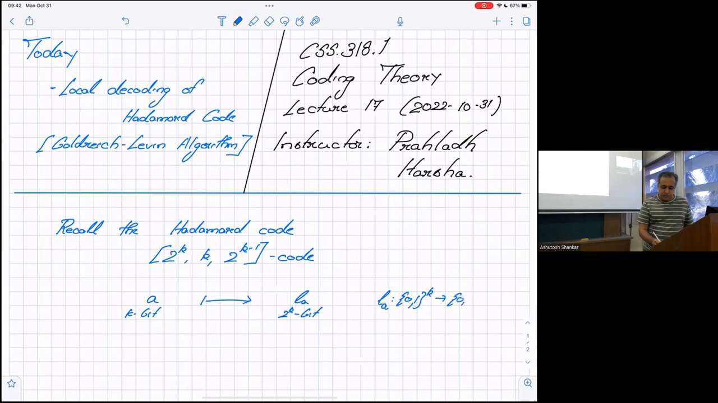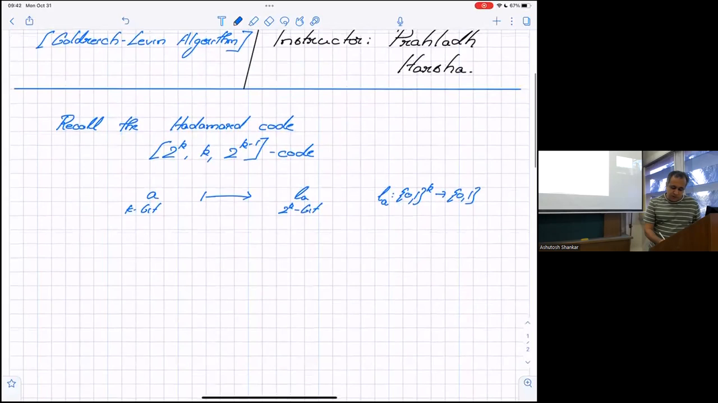And which function was this? This was exactly the function which mapped x to the dot product between x and a, the summation of x_i a_i mod 2. So the Hadamard code was the set of all linear functions. Those are the various code words. And this was the code.